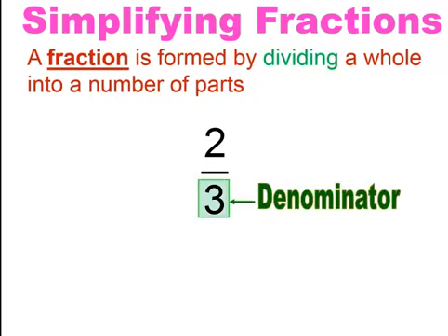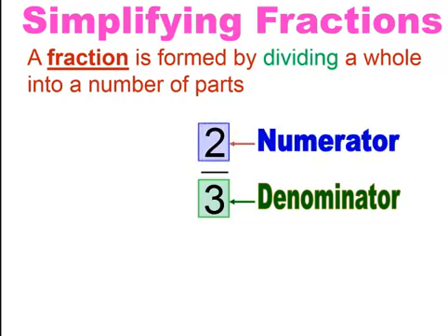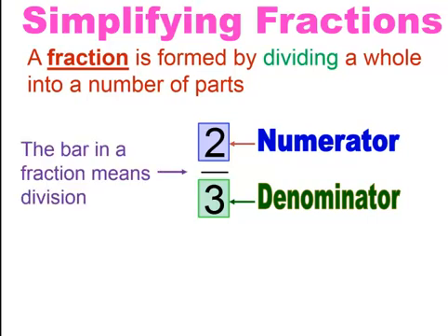The bottom number is our denominator. The top number is the numerator. And here we have 3 being divided into 2. That bar represents division. And because 3 does not divide into 2, we have a fraction of a whole.